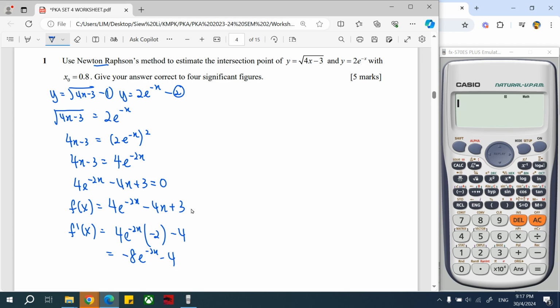Then to start our Newton-Raphson method with the initial value x naught as 0.8, to get the first approximation, we need to substitute into the Newton-Raphson formula. This is 0.8 minus the function over the differential function. So substitute 0.8 into the function, over substitute 0.8 into the differential function.